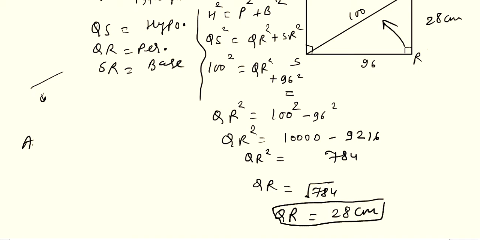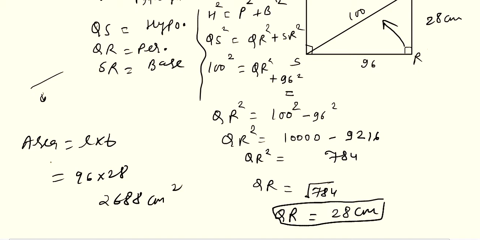Now as per the question we have to find the area. So area equals what? Length into breadth. Length is 96, breadth is 28. So 96 into 28, 2688 centimeter square is the required area. So like this you have to solve question number 2.